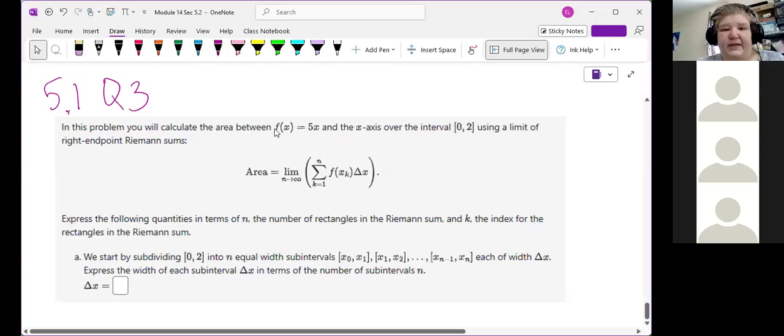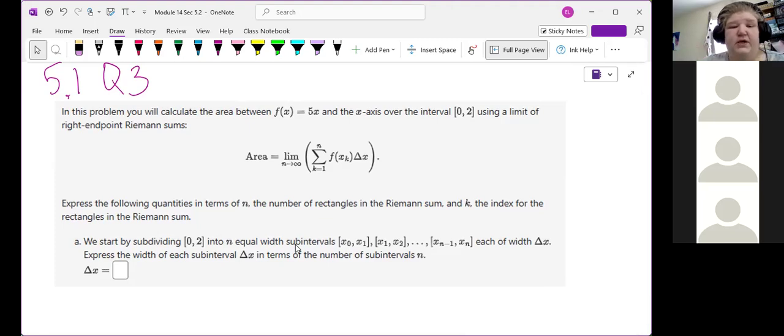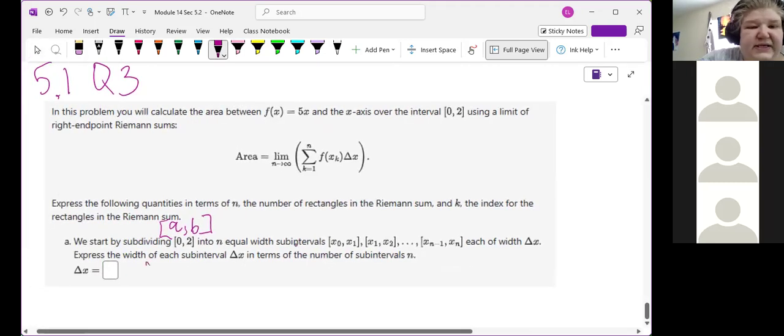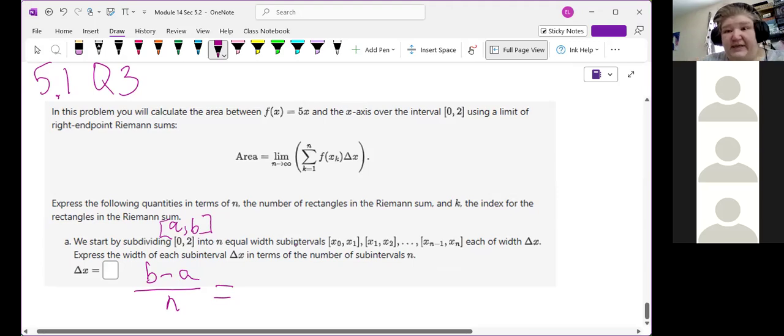Okay, so we're going to calculate the area between the line 5x and the x-axis over the interval 0 to 2. So first, yes, they give us a 0 to start with. So we're going to divide the interval 0 to 2 into an arbitrary number of widths. They're going to be equal widths. So if I was going to divide that into 7 widths, I'd take the distance between 0 and 2. So remember, these are usually a and b. So delta x, the formula for it is b minus a over n. So if I was splitting it into 7 pieces, I'd have 2 minus 0 divided by 7. So the width of each piece would be 2/7.